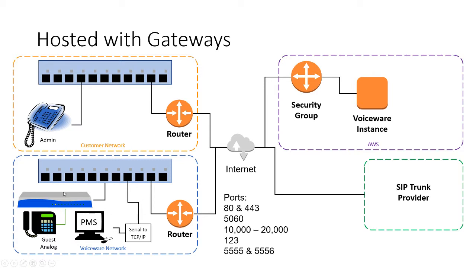Notice here we don't have a Voiceware server. That's because we're using third-party gateways. In that case, we don't have the option to allow Voiceware to translate the PMS connections, because it doesn't exist here on the internal network. So if you do have a serial interface for your PMS, you would need to use a serial to TCP converter, something like an iPocket, or there are other devices that accomplish the same thing. And this is a strict translation from serial to TCP.